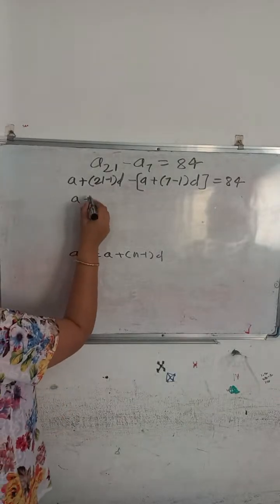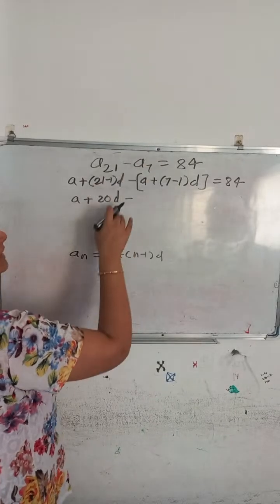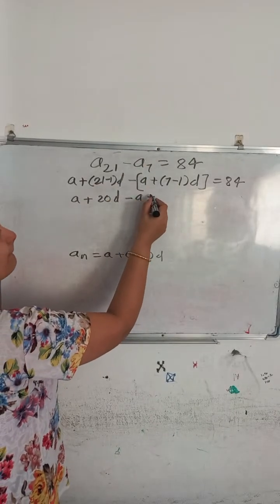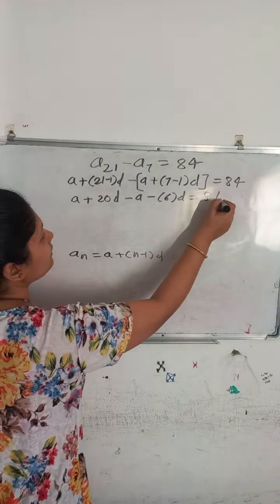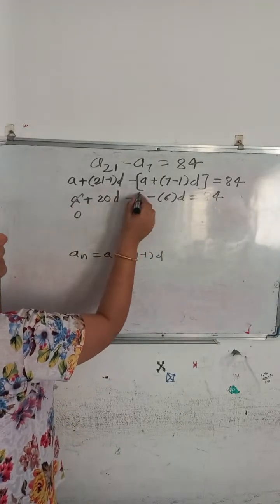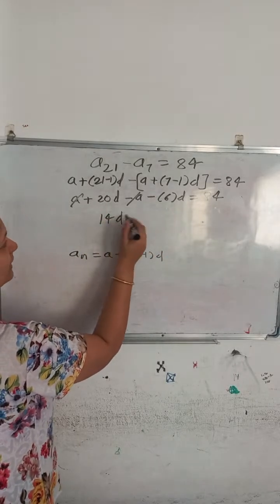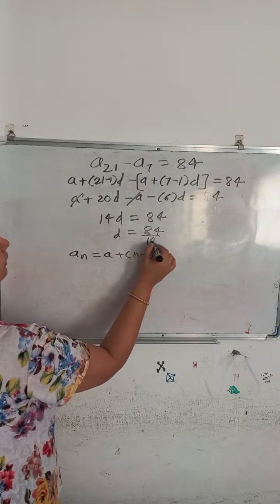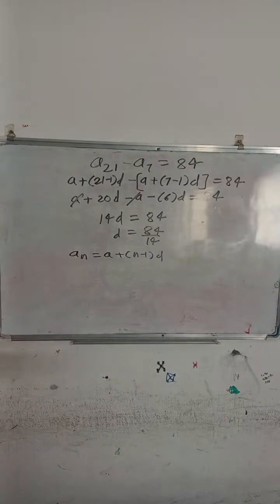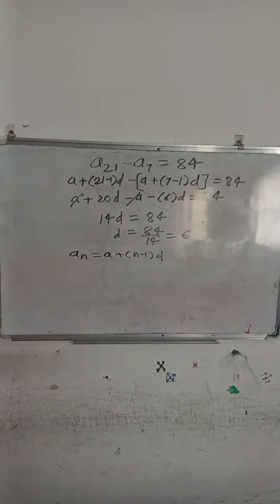Okay, so now 21 minus 1 is 20D. Then multiply this negative sign inside the bracket. A minus A, and plus minus is minus 6D, is equal to 84. So now A minus A get cancelled. Now here 20D minus 6D is nothing but 14D, which is 84. So D is equal to what? 84 by 14. And how will you get the answer? 14 sixes are 84. So D is 6. Getting this?